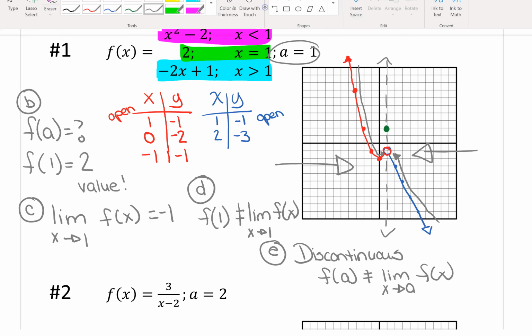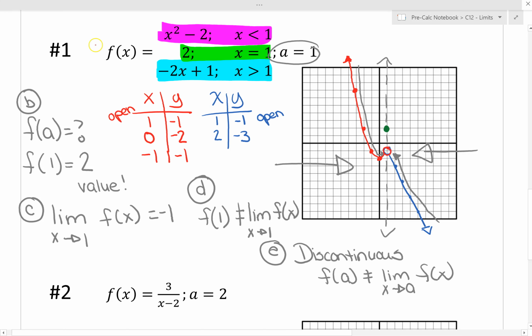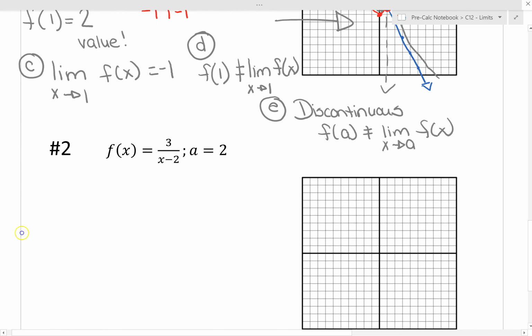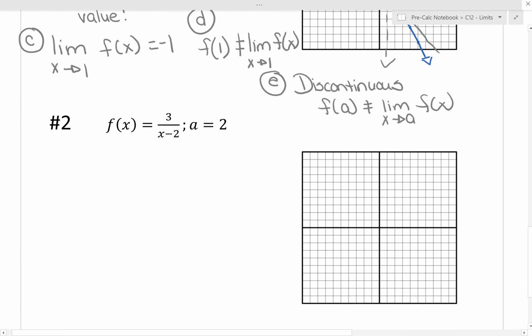So let's go to example 2. So it looks like on example 2, we are going to have a rational function. So we have to do everything for our rationals. So there's no factoring, there's nothing we can do to this. So that means we're automatically going to have a vertical asymptote. And when we set the bottom equal to 0, we find out that it is x equals 2. So I'm going to come over here and draw my line.